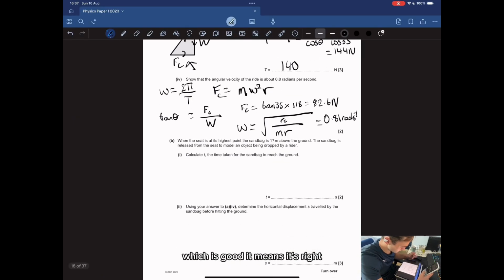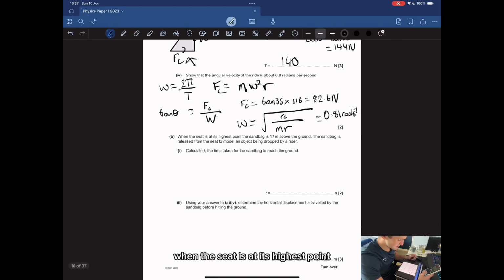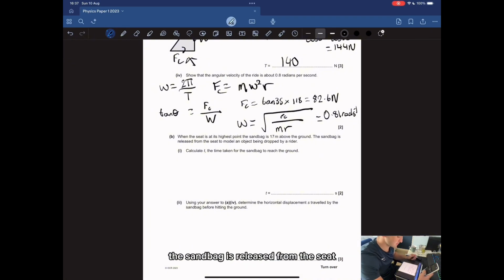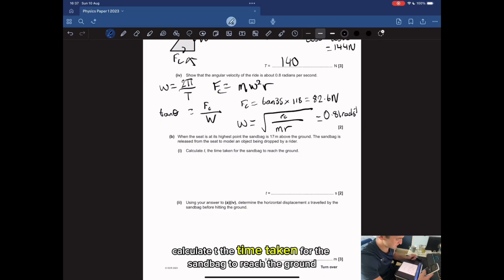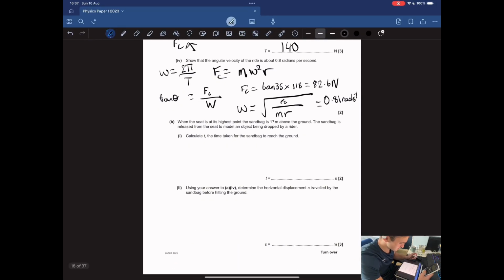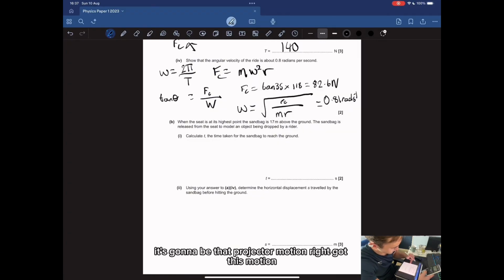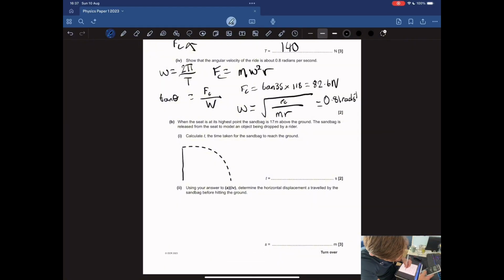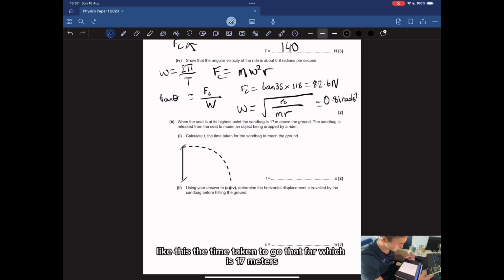When the seat is at its highest point, the sandbag is 17 meters above the ground. The sandbag is released from the seat to model an object being dropped by a rider. Calculate T, the time taken for the sandbag to reach the ground. So it's going to be that projectile motion, right? We want to find the time taken to go that far, which is 17 meters.